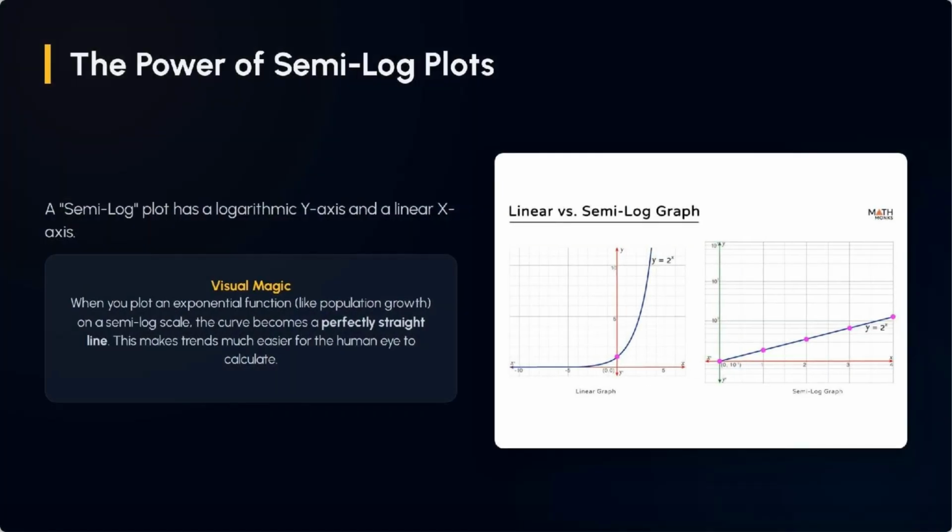A semilog plot combines a linear x-axis with a logarithmic y-axis. This transformation acts as a visual tool to turn exponential curves into straight lines, making trends significantly easier to interpret.